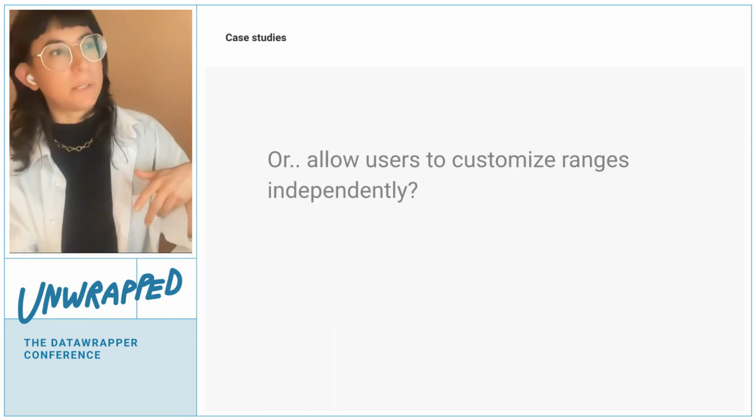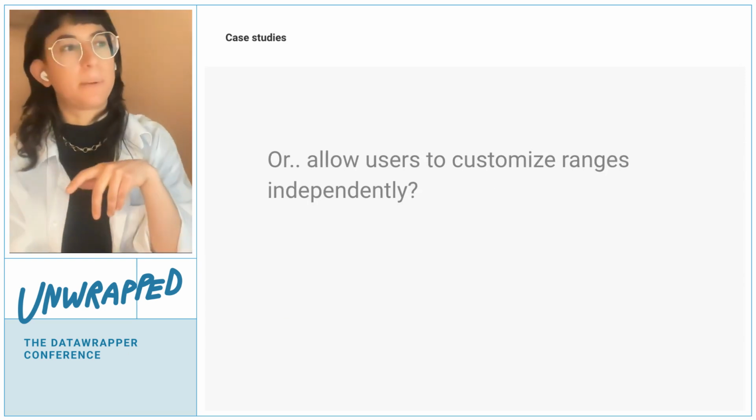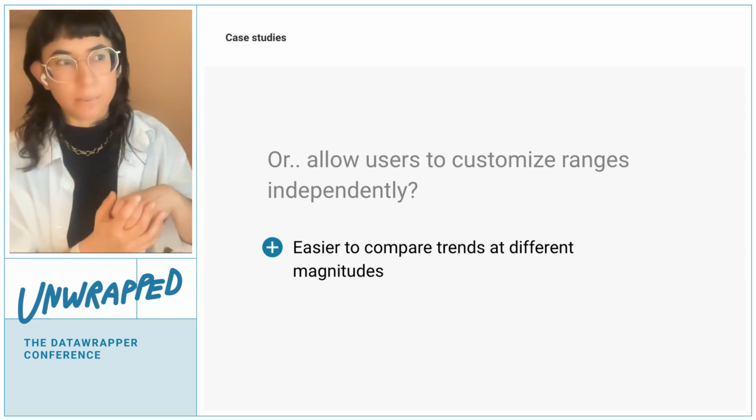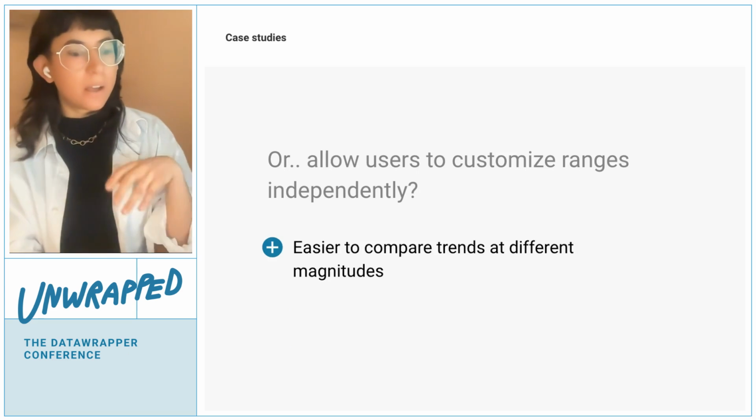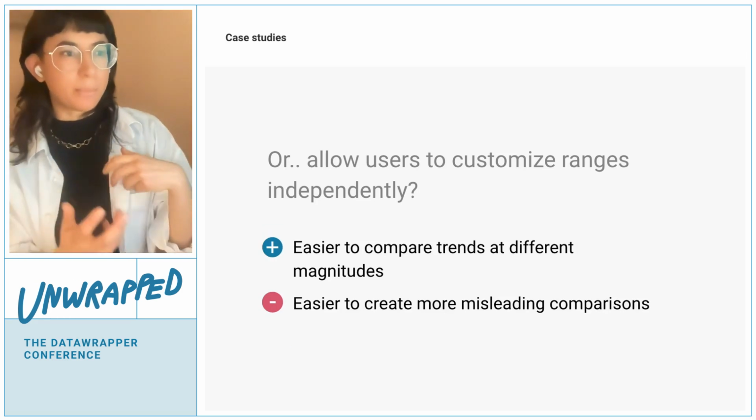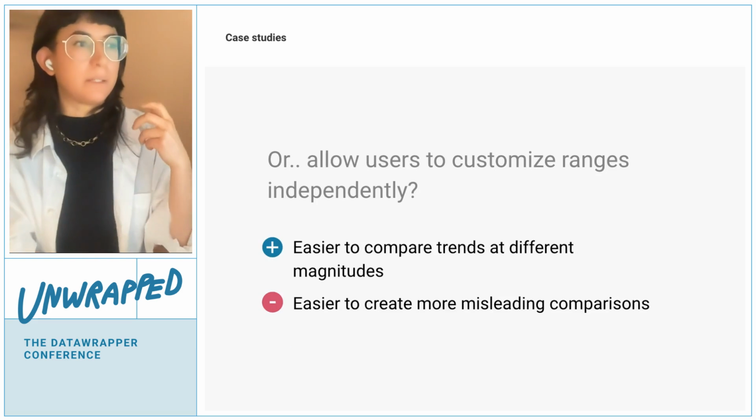So another option would be to allow people to customize the ranges of every single panel independently. That would be useful for cases where you especially want to compare trends at different magnitudes. But it could, on the other hand, lead to more misleading comparisons, or at least comparisons that require more cognitive load to make meaningfully.